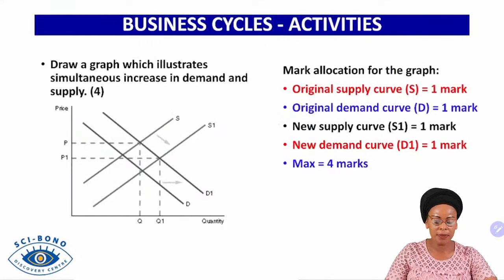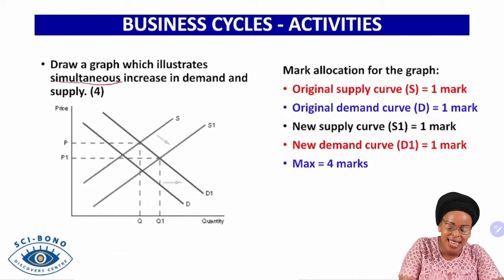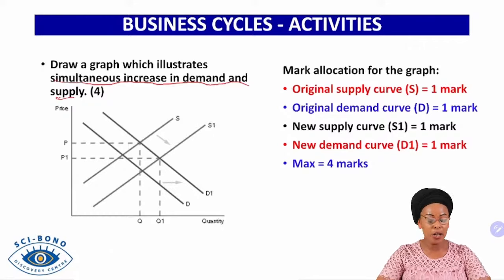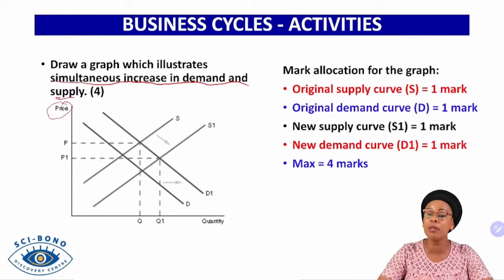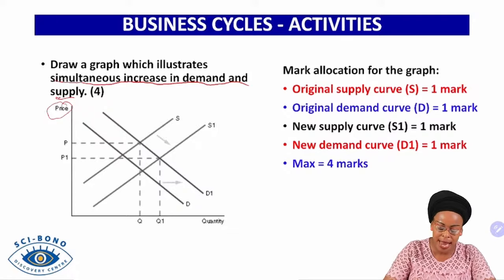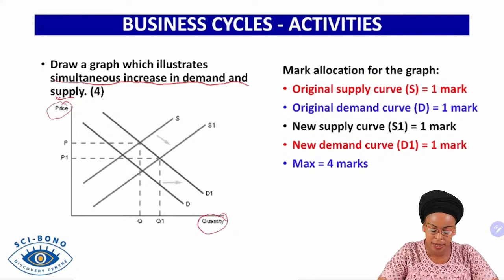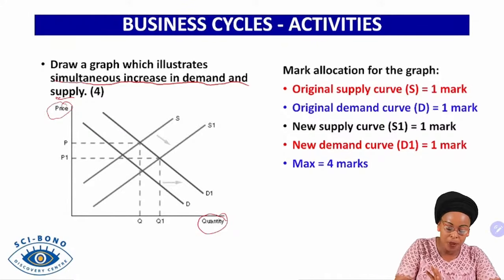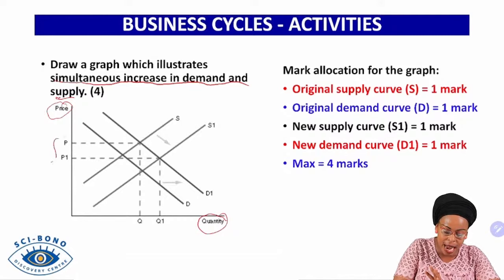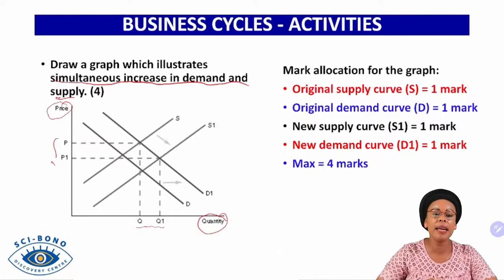The last question: draw a graph which illustrates a simultaneous increase in demand and supply. When you draw this graph, make sure that the vertical axis is labelled as the price axis, and the horizontal is the quantity axis. So first, start with the original. Also label the axis here. I will mention it when I've plotted the demand curve.